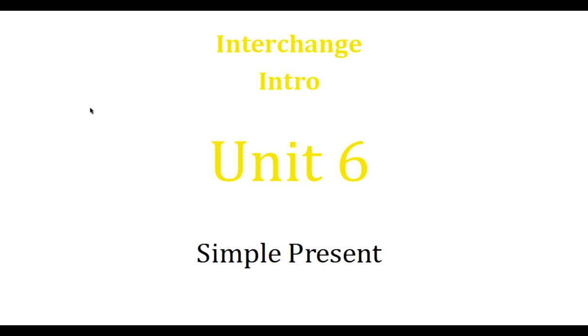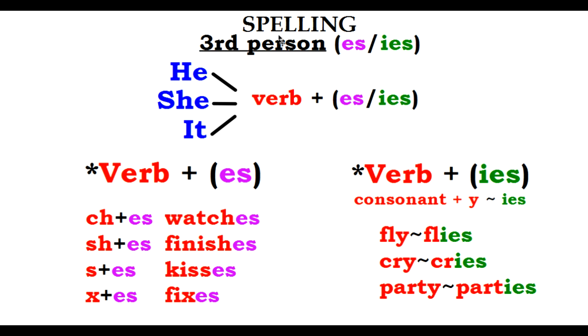Okay, so now you understand the simple present and how to use the negative form. Now, the next page is some spelling for the third person. Sometimes we use the verb and es or ies. So take a moment to look at the rules for the third person spelling.